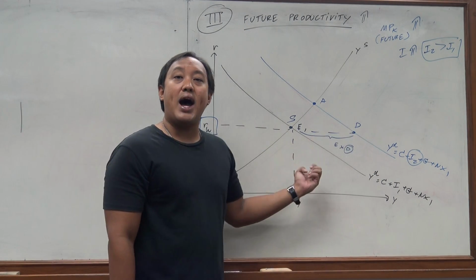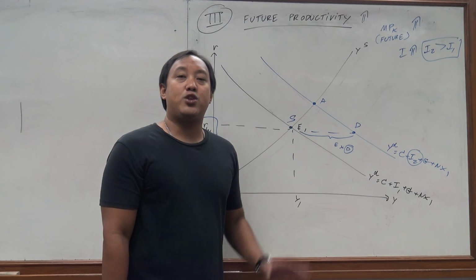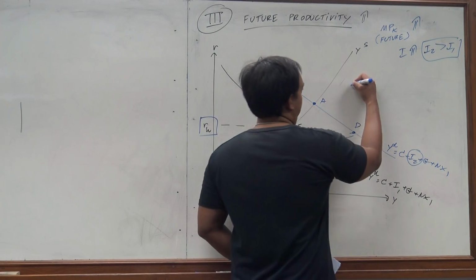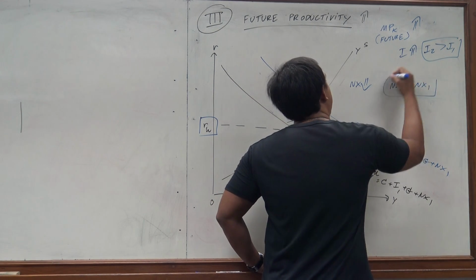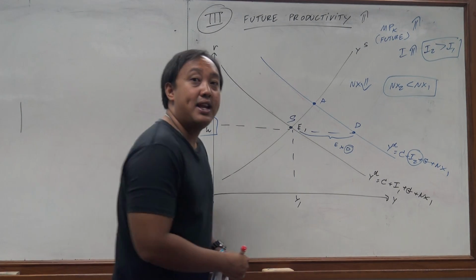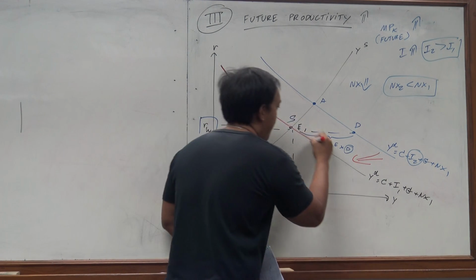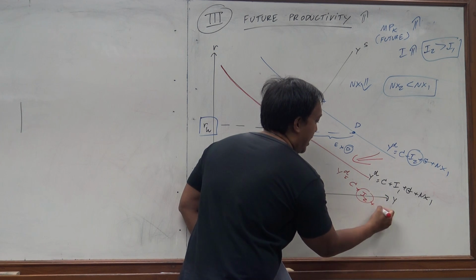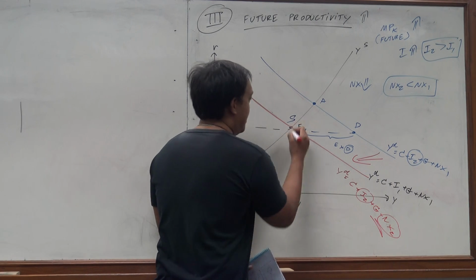Demand is greater than supply. The product in our country is not enough. Since it's not enough, we need to import from the other country. When we import from the other country, NX will be lower. Let's say NX2 is less than NX1. When NX becomes lower, YD is shifted backward to the left. This is YD equal to C plus I2 plus G plus NX2, shifting to the left because of NX.